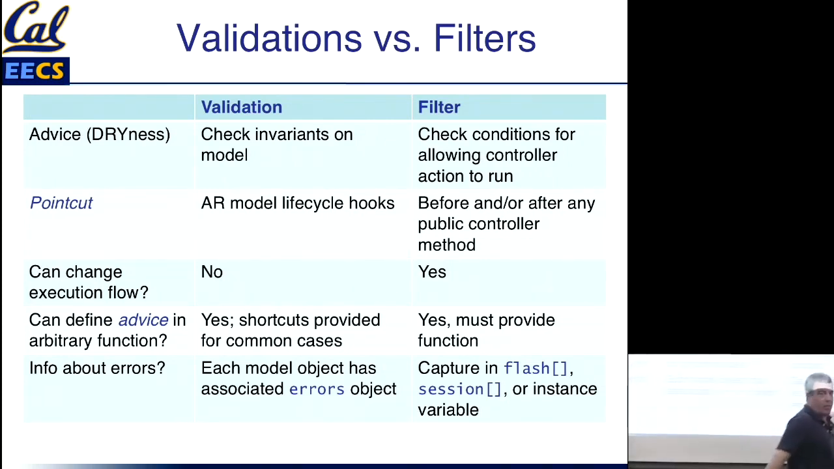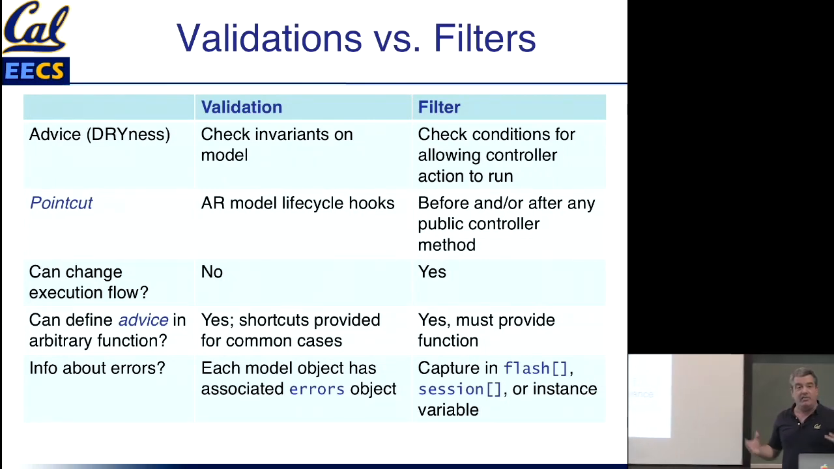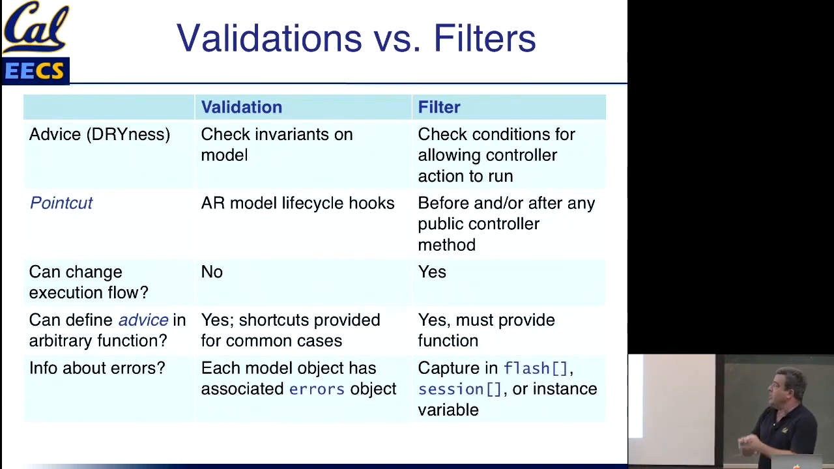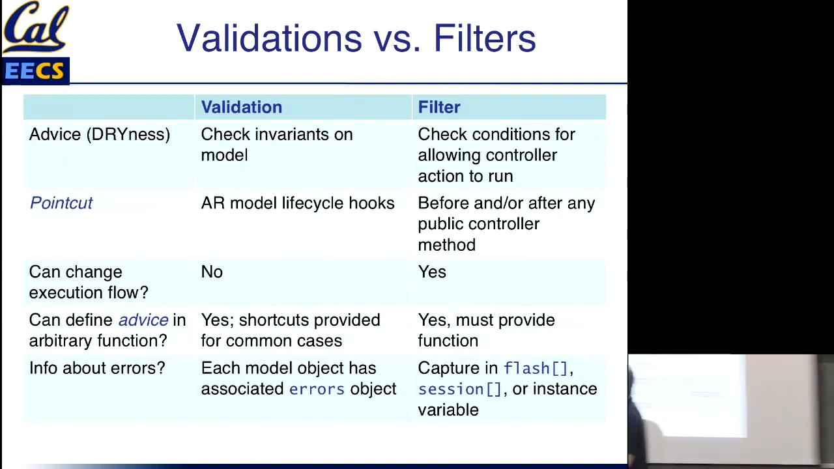Okay, so that's kind of the summary. Again, my goal is to give you the high-level version of how this works and to frame it in terms of aspect orientation, which is actually an important idea in programming systems. Rails is not fully aspect-oriented, but you get specific aspects that you can use, in this case, validations and filters. And there's a question. Can you explain again why validations don't change execution? Why do validations on their own not change the execution flow?